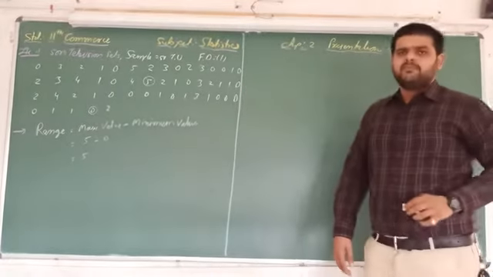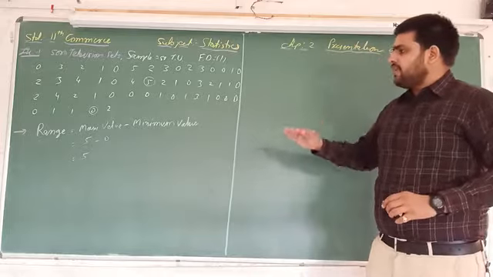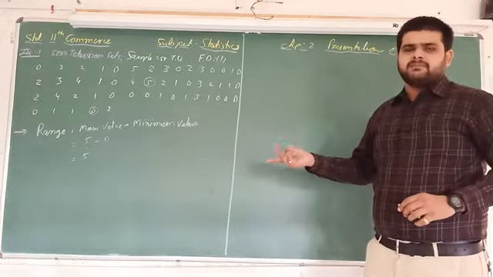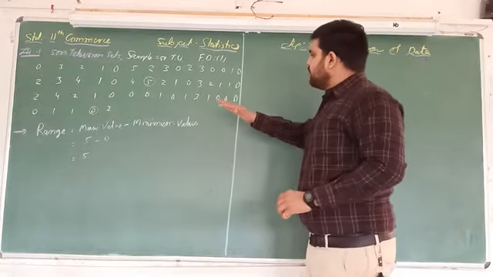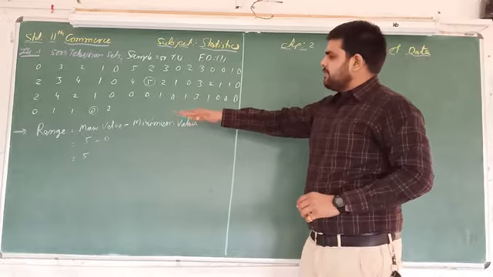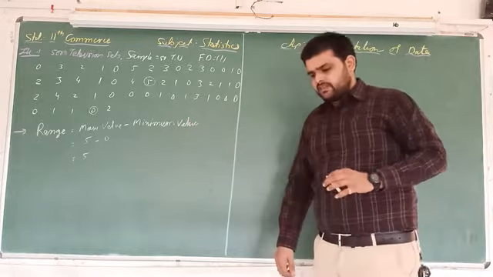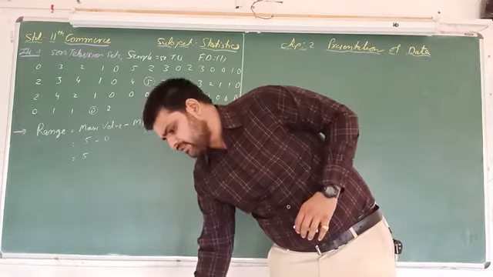So what we have to do is prepare a table in which both the big and small values, the maximum and minimum, are included. The minimum value is 0 and the maximum value is 5. So now we have to prepare the frequency distribution.